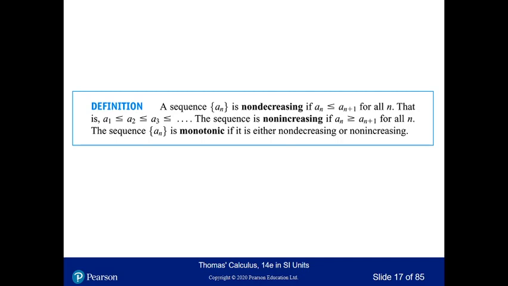Like the functions, we have non-decreasing, in other words increasing sequences, decreasing sequences, or non-decreasing and non-increasing sequences, okay? We call it monotonic when we have either one, either non-decreasing or non-increasing. Non-decreasing means it's not going to decrease, so it's going to always increase. Non-increasing means it's going to always decrease. It's not going to increase, okay?